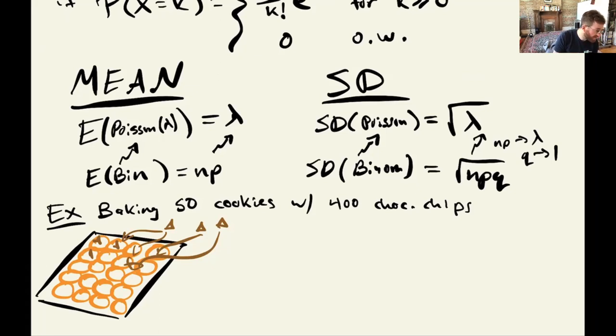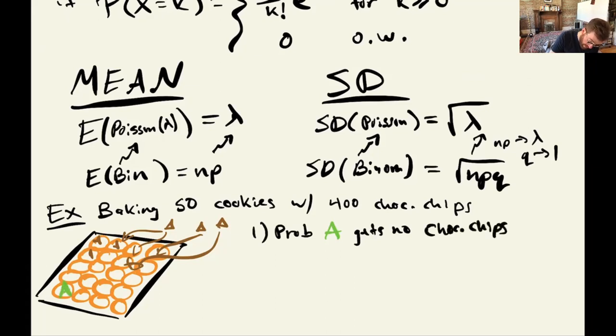So the typical question you might ask is, what's the probability that a distinguished cookie, let's call this Adam, probability that A gets no chocolate chips? Well, I just need to figure out lambda, which is n times p, which ends up equaling 8. So this ends up being approximated by e to the minus 8. It's a very, very small number. It's basically 0.00003 or something like that.